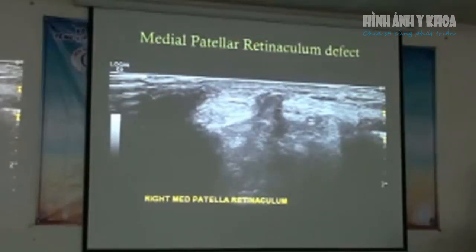And you can see here that there's a hypoechoic defect. So the retinaculum goes across the top here, and there's a defect here.